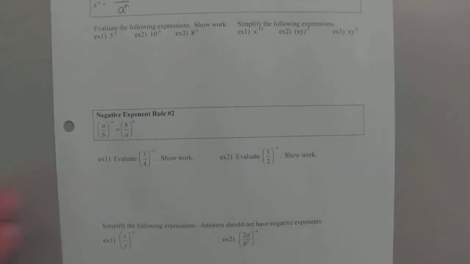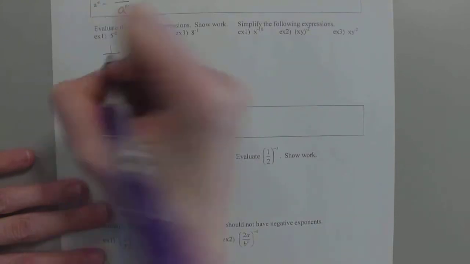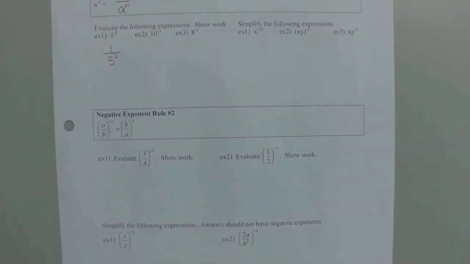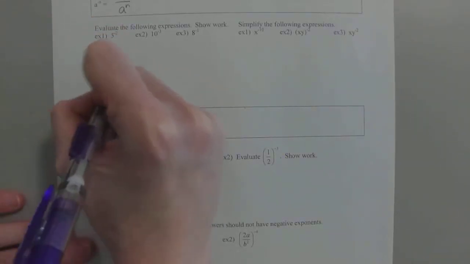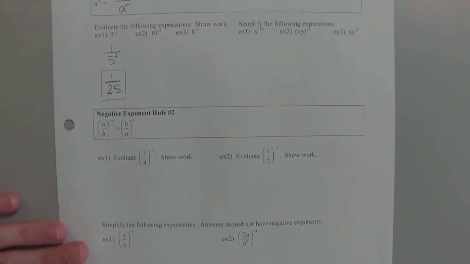So on example 1, what is 5 to the negative second? Its first move is going to be 1 over what? 1 over 5 to the second, right? So your base stays the base. It just gets moved to the bottom. And then your exponent stays the exponent, but it just becomes positive, right? And don't we know what 5 squared is? 25. So this is really equivalent to 1/25. And we just did that without a calculator.